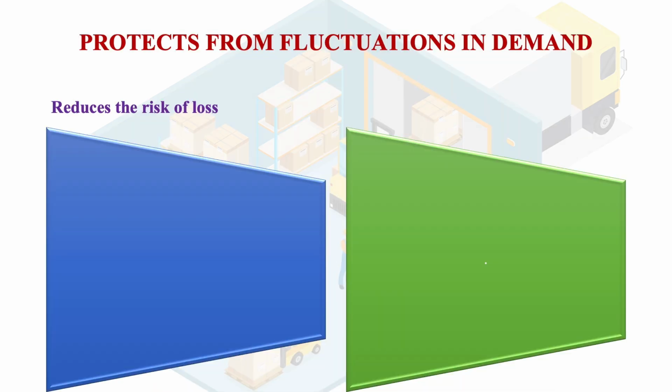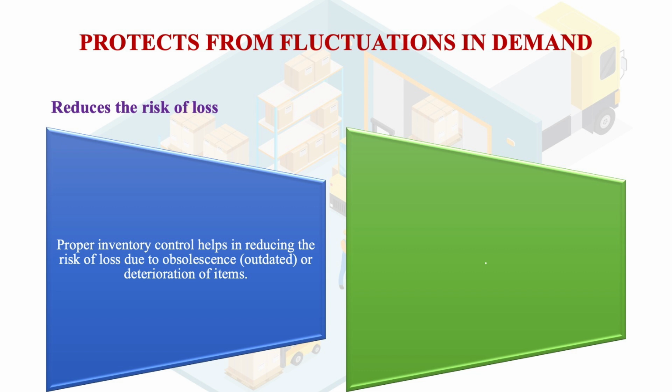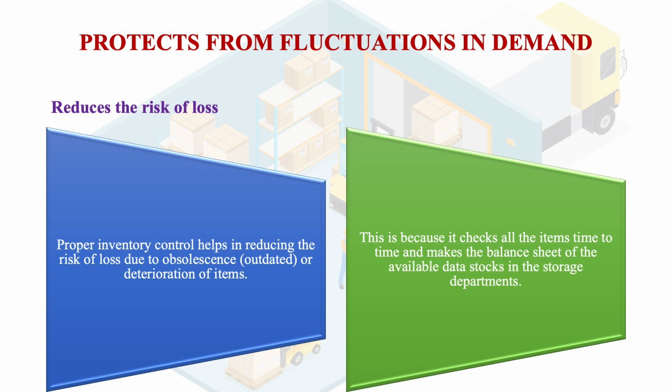Risk of loss. Proper inventory control helps in reducing the risk of loss due to obsolescence, outdated items or deterioration of items. This is because it checks all the items from time to time and makes the balance sheet of available stock in the storage department. It means the systematic inventory department can monitor that proper inventory control is maintained. There will be no risk of loss.